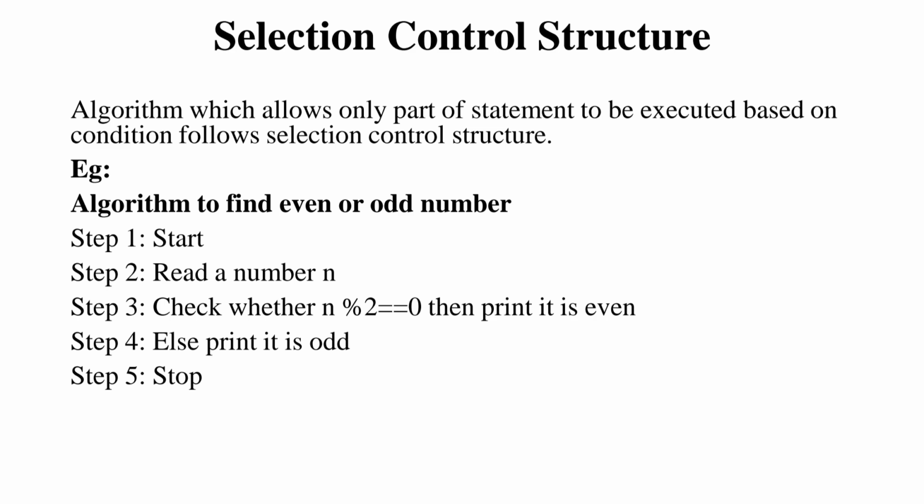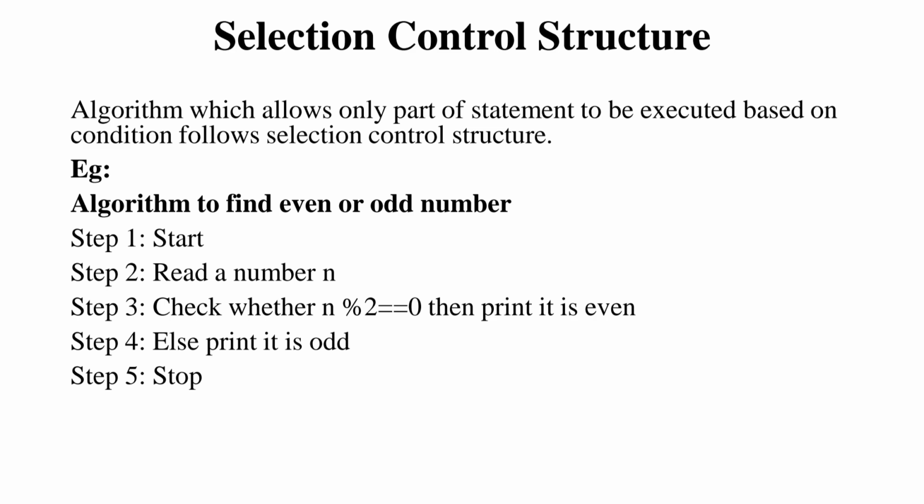For that, in the algorithm I have started in the first step, then I have read the number. Then in the third step I am checking whether it is even or odd based on the condition. If my condition n modulus 2 double equal to 0 is true, then I can say that it is even. If that condition fails, then I should say that it is odd. So here based on this condition, either step 3 will get executed or else step 4 will get executed. So only one part of the segment is being executed based on the condition.